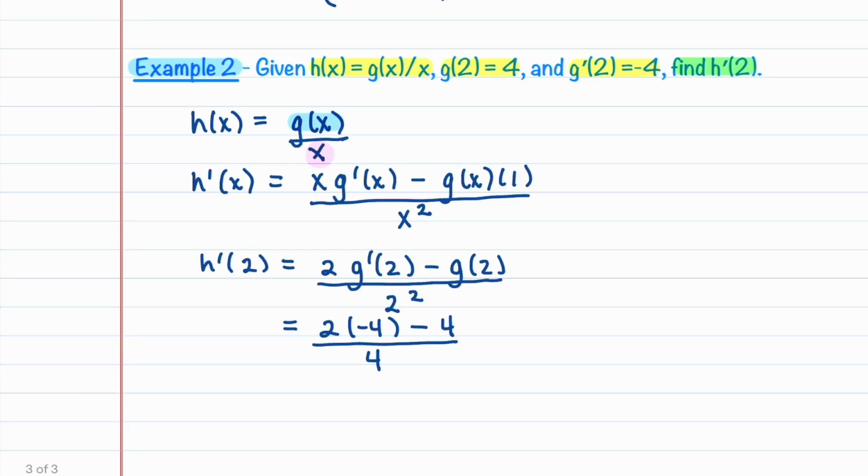So we have a lot of 4's here. Let's see. 2 times minus 4 is minus 8. We subtract 4, divide that by 4. This is then minus 12 divided by 4, and we end up with an answer of minus 3.